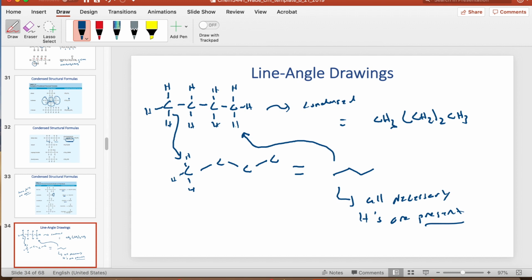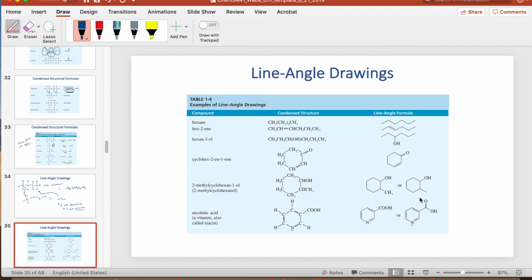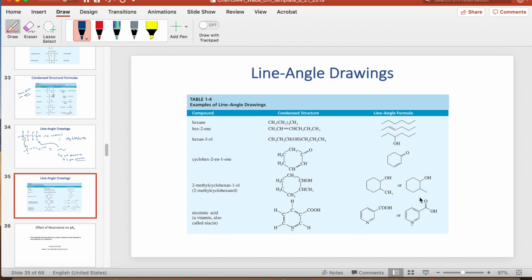Now, when do you need to put in bonds and things like that? Well, there are some rules for this, and you want to get familiar with them because this is the most common way you're going to see things represented in this course and in any other organic work you do. For instance, the structure of a drug that someone may take, like Sudafed, which we'll talk about later, is going to be represented by line drawings. So here are some examples.